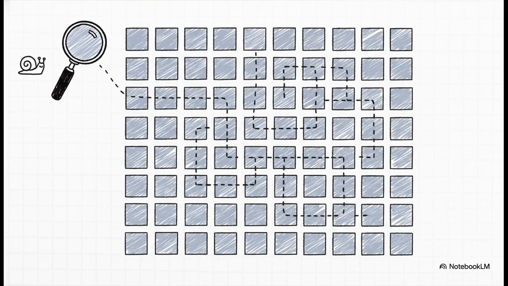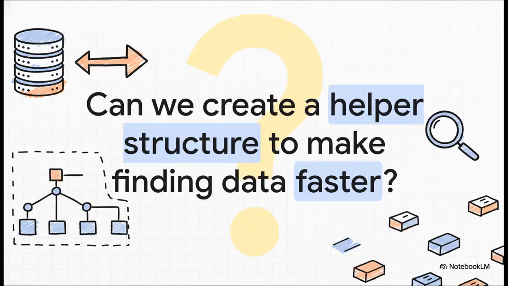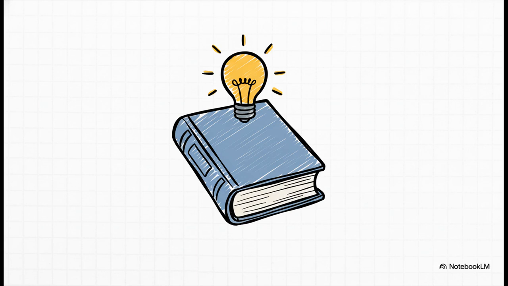Without some help, the database has to check every single record, one by one. So the big question is, how do we speed this up? Can we build some kind of shortcut? Well, the answer is an idea we're all pretty familiar with.